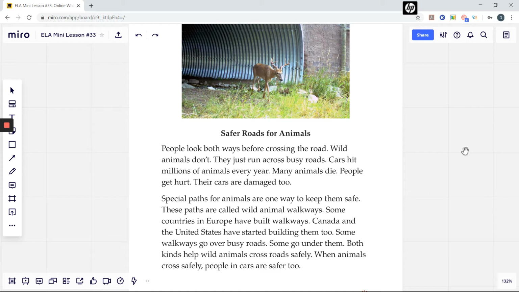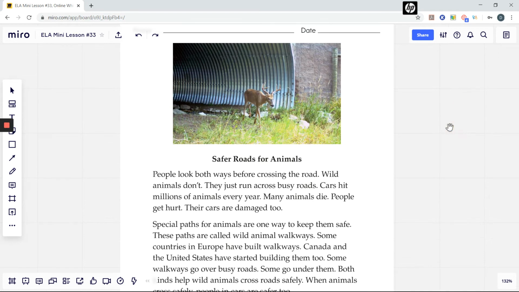So this is a nonfiction text. This is a true problem that, in this case, animals are really solving. I'm going to read the text once through, and then we're going to go back through and talk about it. The title is Safer Roads for Animals.